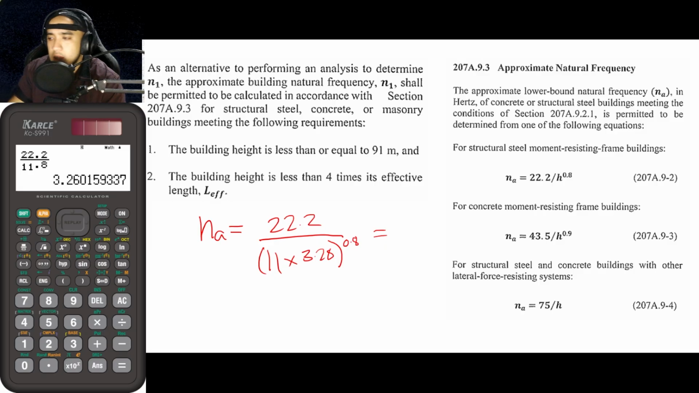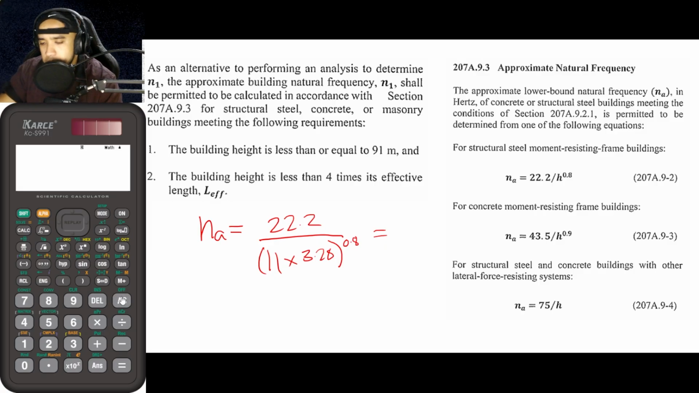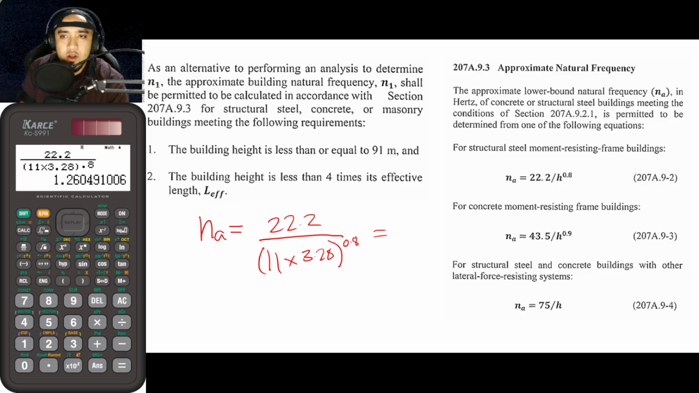So the answer here is, I think, above 1. So this is 22.2 divided by 11 times 3.28. Oops, sorry. This must be raised to 0.8. So from that, guys, the natural frequency is 1.26, and that is greater than 1. From that, guys, we could now conclude that our structure is rigid.